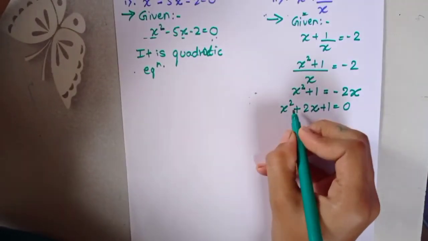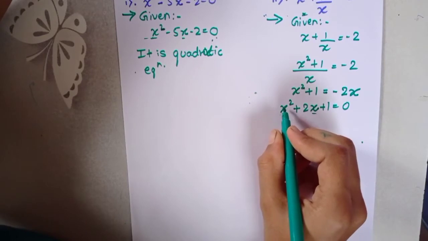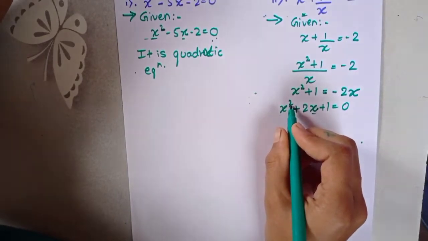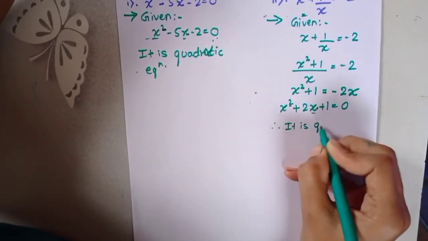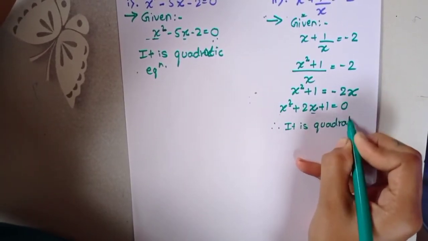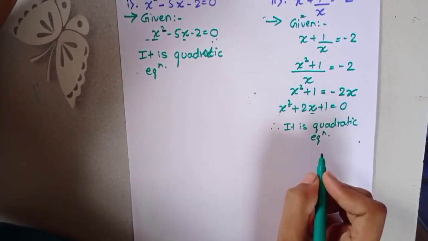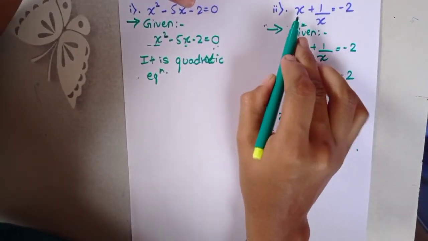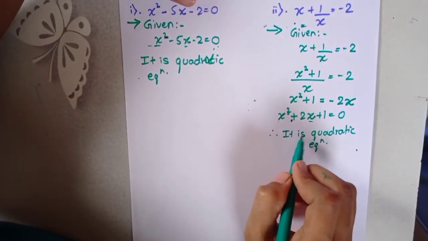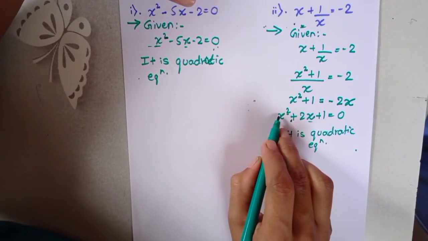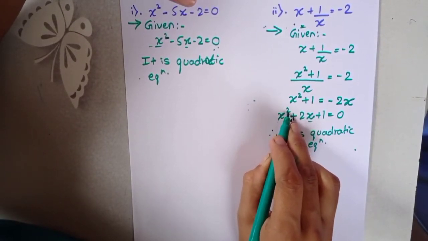Now we can see that in this equation only one variable x is there and its maximum index is 2. Therefore, it is a quadratic equation. In this way, first of all, we have to convert the given equation into the standard form, and then observe that the variable should have the maximum index of 2.